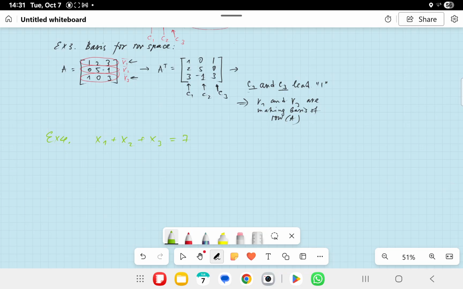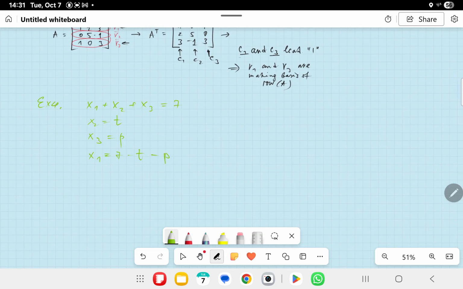How are we going to solve it? Well, basically, you just solve it like this. Because we have one leading one, and there are no more equations, we are going to set x2 as a parameter, x3 as a parameter, and x1 is going to be what? 7 minus t minus p. No problem. Tell me, what kind of solution is this? Well, I'm going to write them down in the correct order: x1, and then x2 equals t and x3 equals p. I'm going to just illustrate the idea of the sum of the solutions.